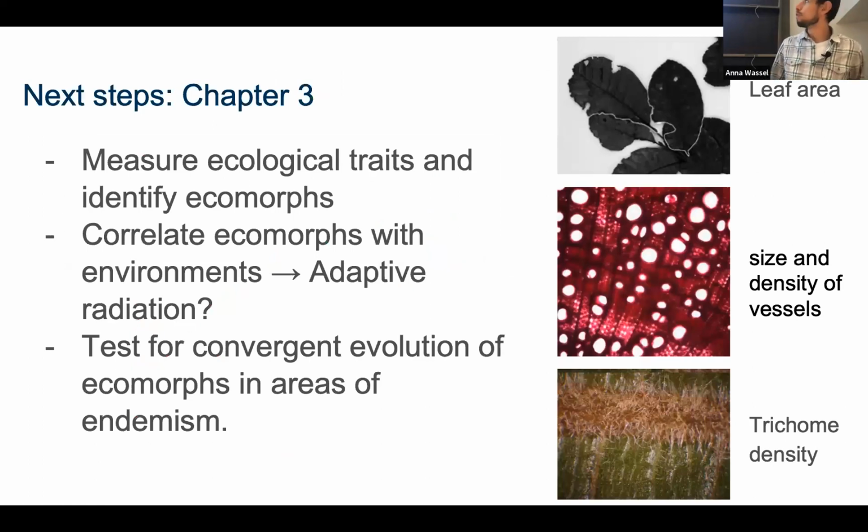Now we're aiming to explore what the main drivers of the diversification of these plants are. For this chapter, we plan to measure some ecological traits and identify ecomorphs. For example, we plan to measure leaf areas, trichome densities, and probably size and density of vessels out of herbarium specimens, and then correlate these ecomorphs with environments as a signature of adaptive radiation, and also test for convergent evolution of ecomorphs in areas of endemism.